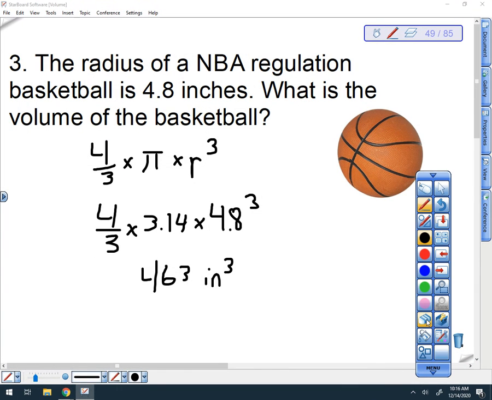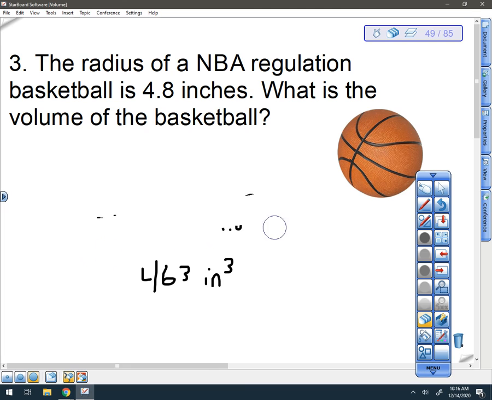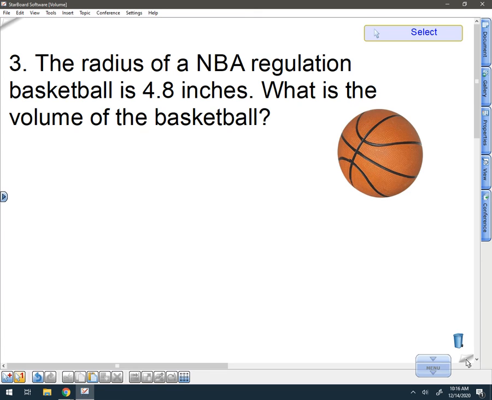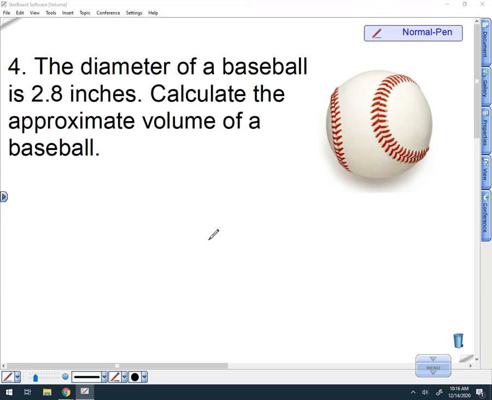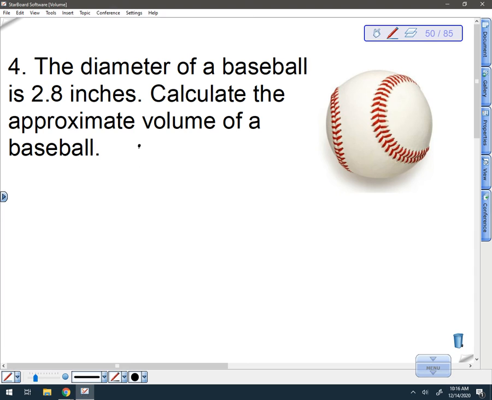All right, pretty simple. So let me find one that gives the diameter instead. All right, look at that, very next one. So the diameter of a baseball is 2.8 inches. Calculate the volume. So I need 4/3 pi r cubed, but they give us the diameter. They say all the way across the baseball is 2.8. The diameter is 2.8, but we only want halfway across. So we need half of 2.8.